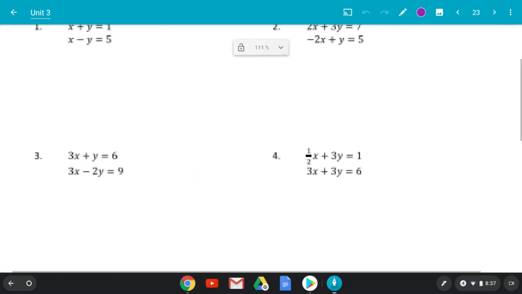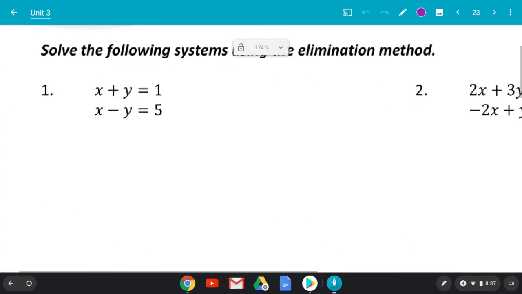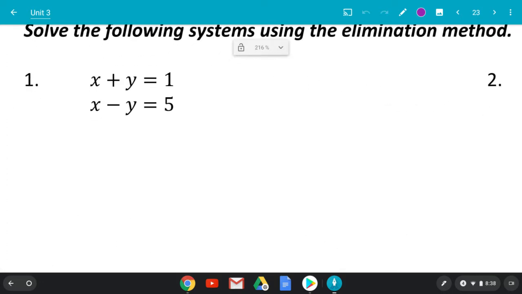Here we go. Number 1 is set up beautifully for the elimination method. What is the elimination method? You don't have to change this. You just write down that problem. Okay? The elimination method is called the elimination method because we want to eliminate one of the variables. It's also known as the addition method because in order to eliminate one of them, we're going to add the two equations together.